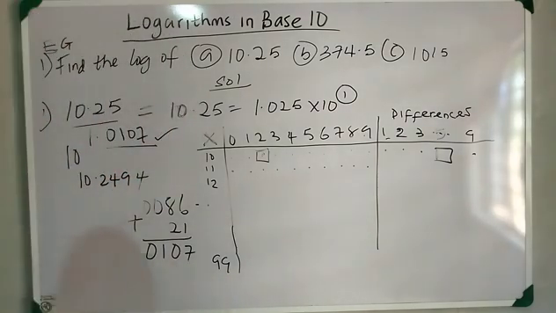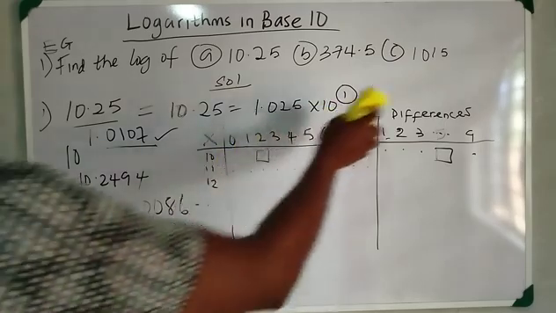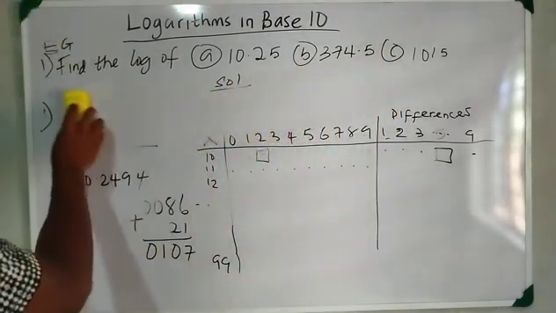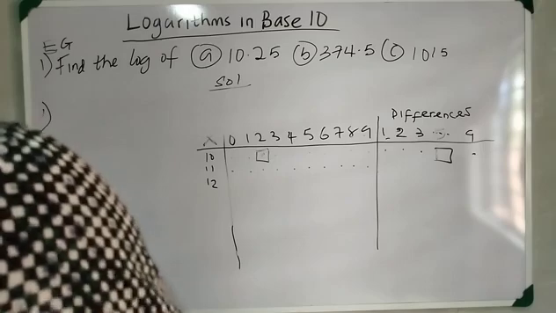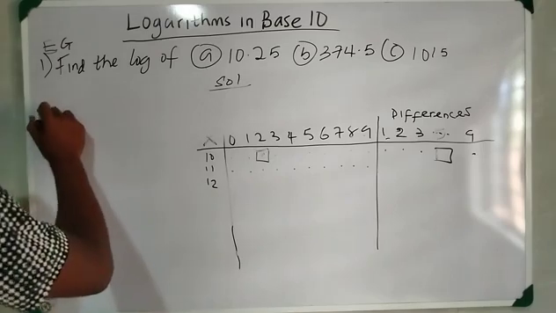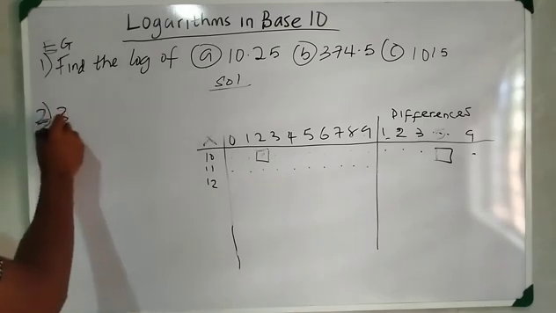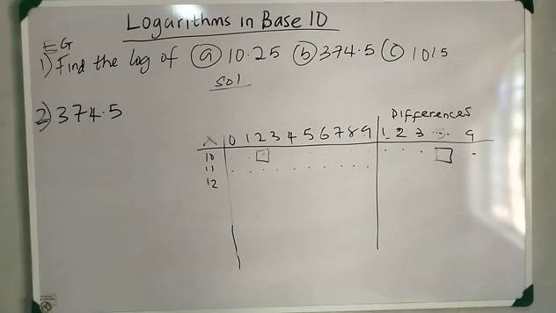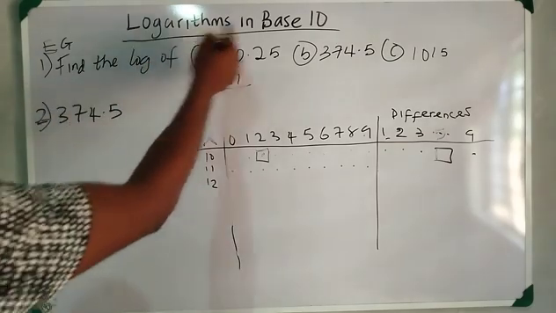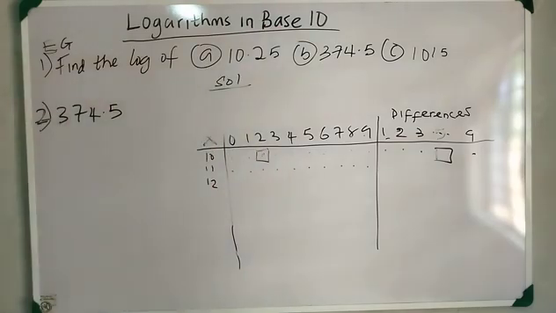Let's solve another example on this. I'm going to leave this logarithm table here so that I will keep using it to explain. Now for the second example, we have example 2. We have 374.5. They told us to find the logarithm of this number. Remember, we are working in base 10. What is the first step?